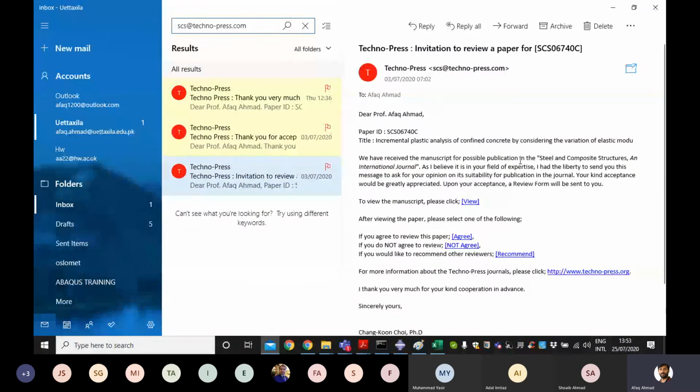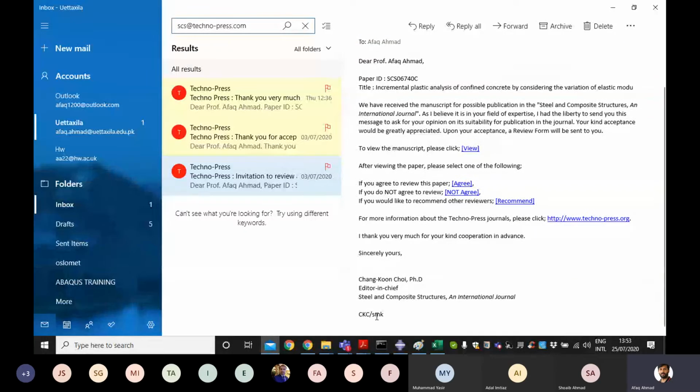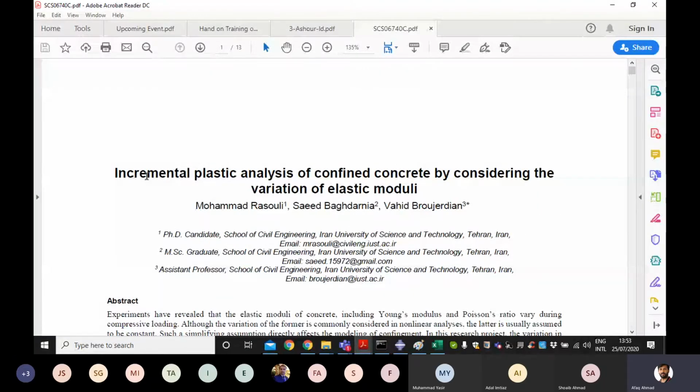So this is my email invitation for the review, and the journal name is Steel and Composite Structures. The impact factor of this journal is around 3.2, I think. The title is Incremental Plastic Analysis of Confined Concrete by Considering the Variation of the Elastic Modulus.